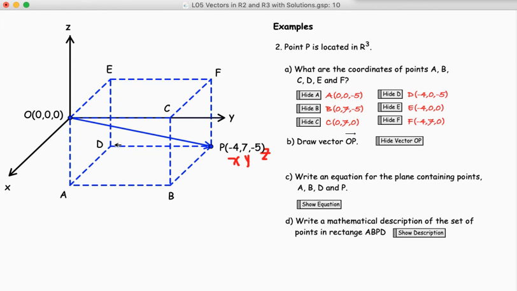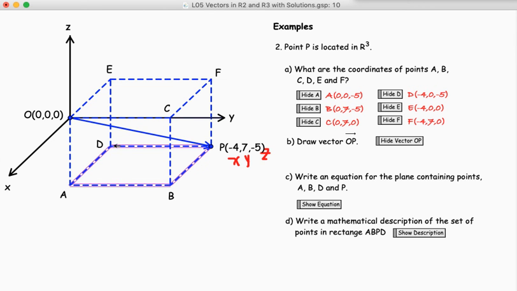And now it wants us to think about the plane that contains A, B, D, and P. So that would be the plane here. So what's true about this plane? What's constant? Well, let's think about this. I am moving in the x direction, and I am moving in the y direction on this plane.